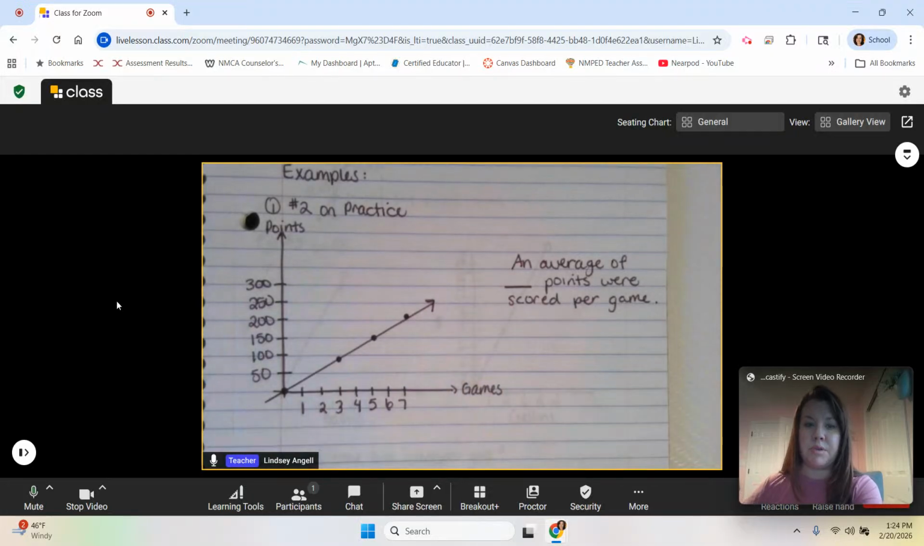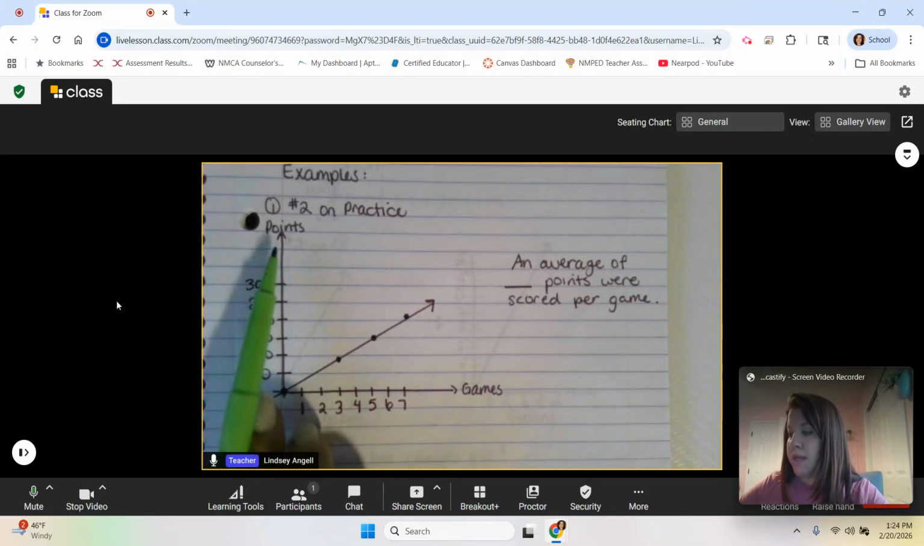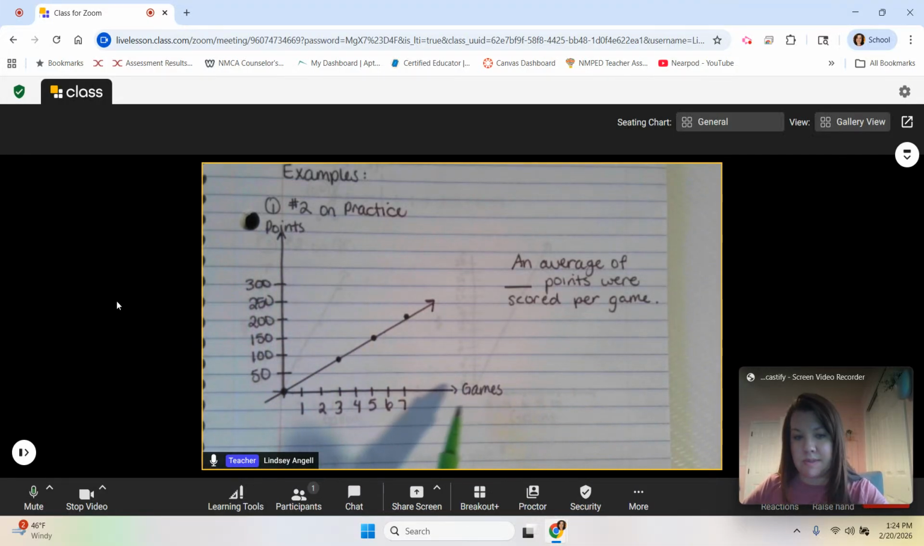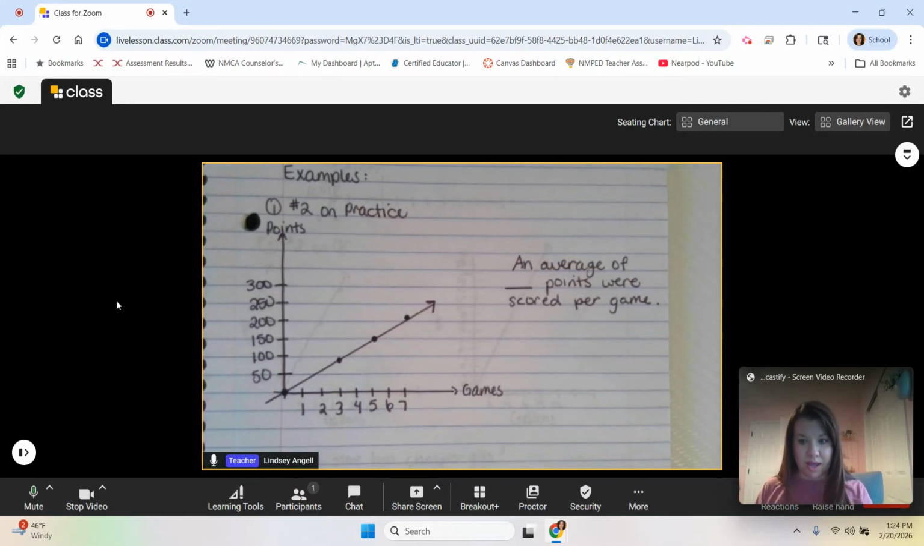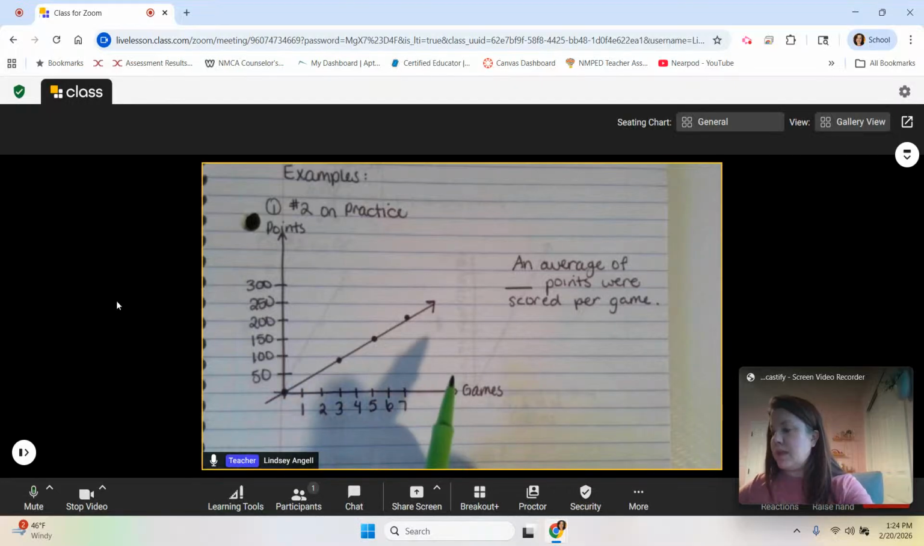This first example is number 2 on your practice, okay? So we've got this graph, and it's talking about the number of points earned in the games, okay? So it goes through the origin, right? Or it should end. Technically, I just accidentally drew my line a little too long. But if there have been 0 games, there would be 0 points that have been earned, right? So that makes sense. And these are averages.